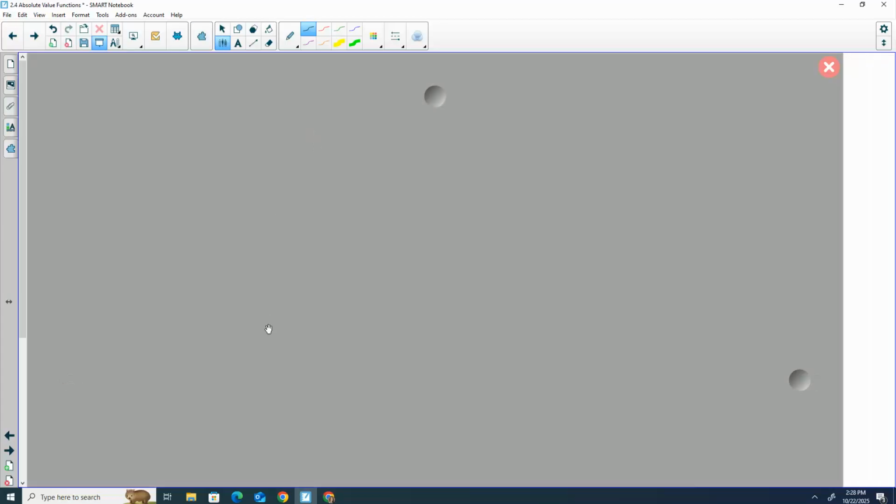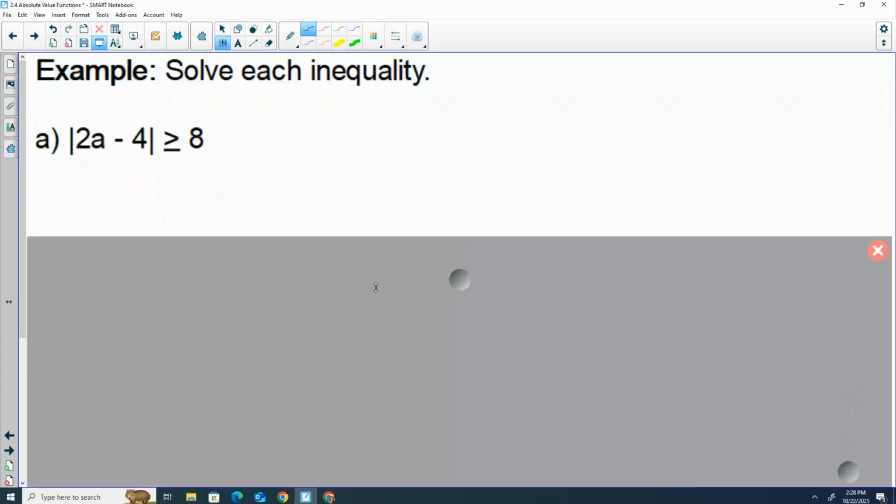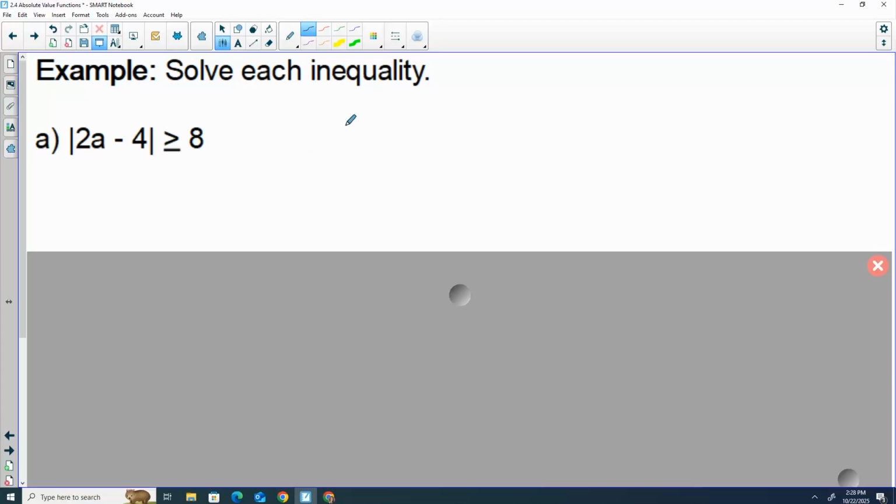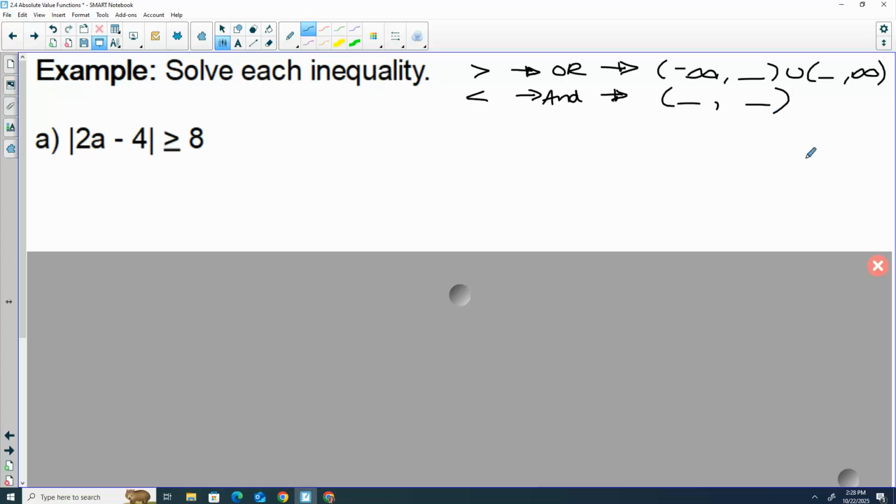Think back to those rules we wrote down yesterday and I was talking about at the beginning. If it is a greater than, you should be thinking that's an or, and so your answer at the end will be negative infinity to something, union something to infinity, because it gives you two separate pieces. Less thans are and statements, and so your answer should just be something to something. Okay, we get a single interval at the end.